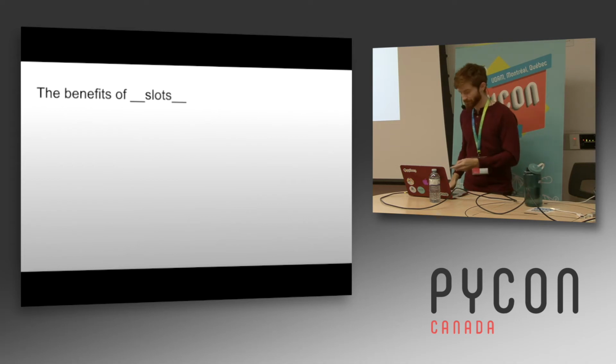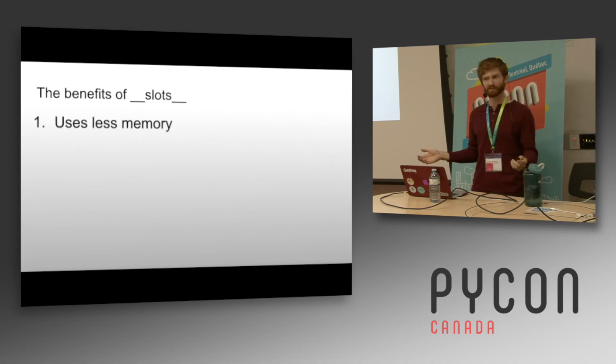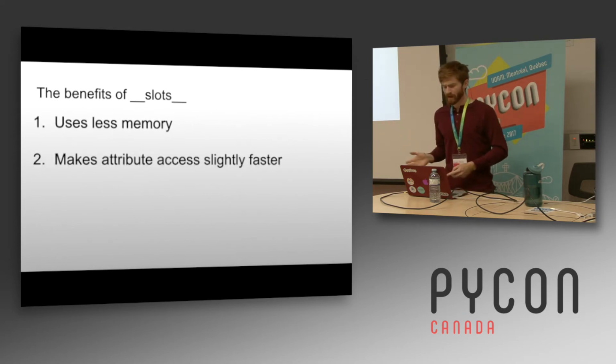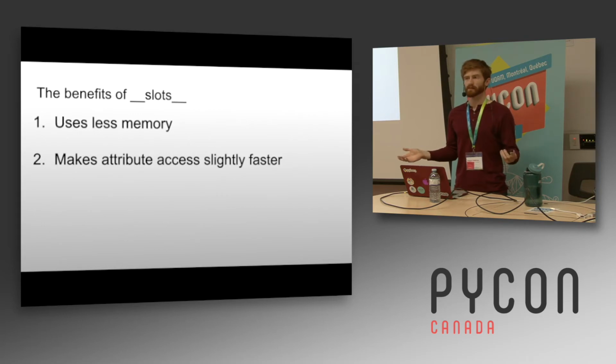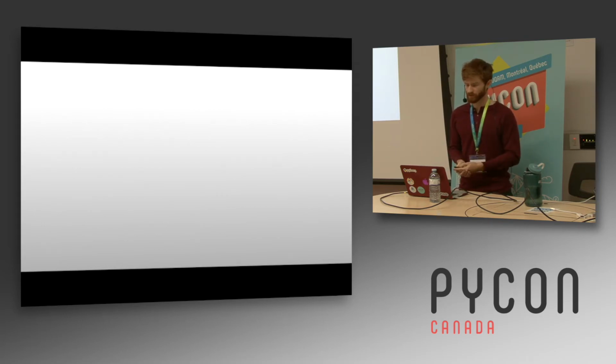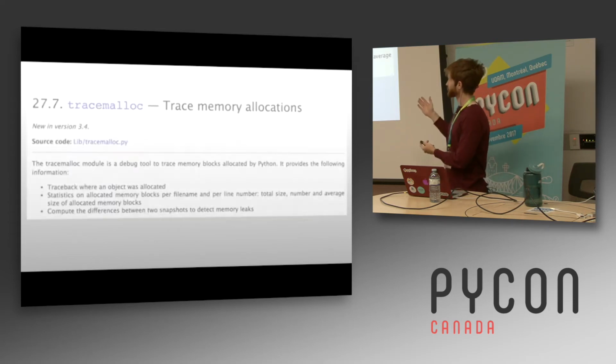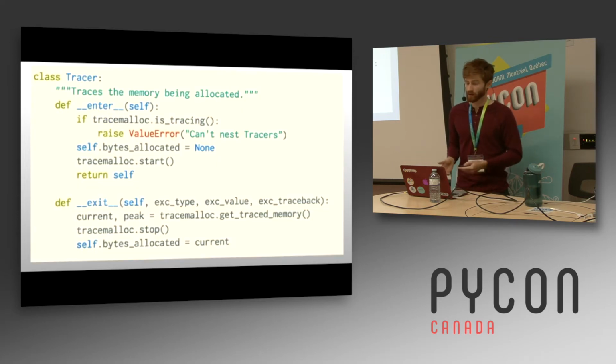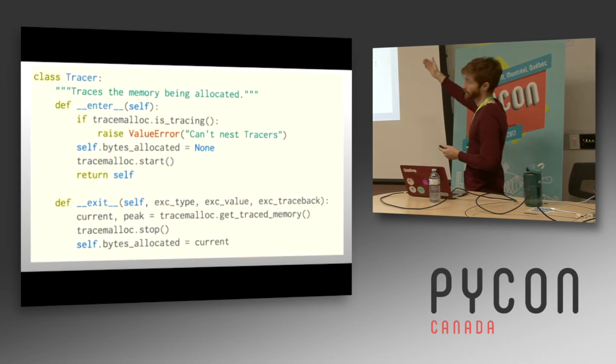The most obvious benefit is that it uses less memory. A potentially surprising benefit is that it actually makes attribute access slightly faster. Let's talk about some experiments I ran to demonstrate this. So how can we find out how much memory __slots__ is saving us? Well, the standard library has a module for that. The tracemalloc module allows us to record the memory allocations that the interpreter is making. We will use tracemalloc to run our experiment.